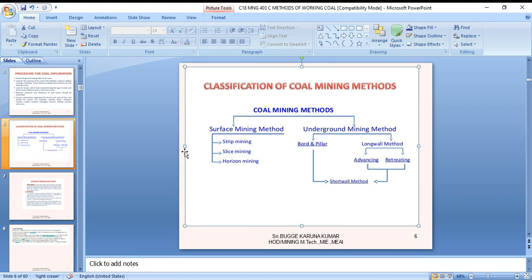Classification of coal mining methods. Coal mining methods include the surface mining method, which generally means open cast mining, with the strip, slice and horizontal casting systems. In underground mining methods, there are board and pillar and longwall, and within longwall, advancing and retreating.